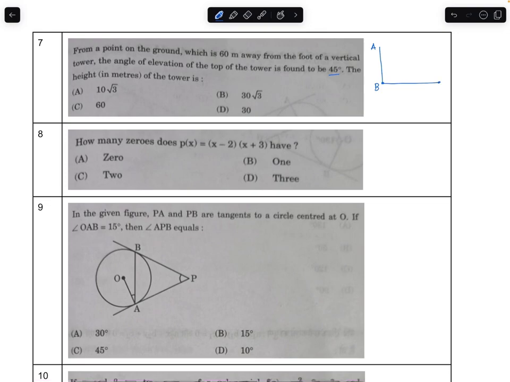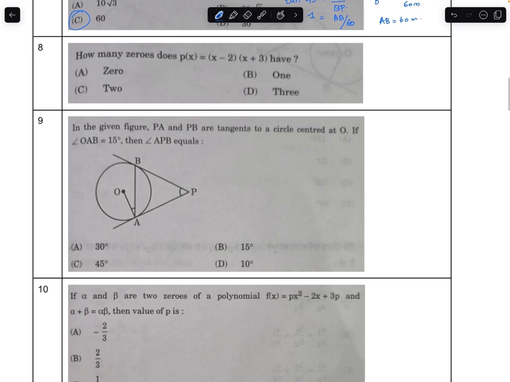On the ground there is a point P which is 60 meters away from the point B, and the angle of elevation is 45 degrees. We have to get the height of the tower, that is AB. Since the opposite and the adjacent is involved, we'll go in for tan. Tan 45 is equal to AB upon BP. Tan 45 is 1, AB is what we have to find out, and BP is 60. The height of the tower is 60 meters. So the answer is option C.